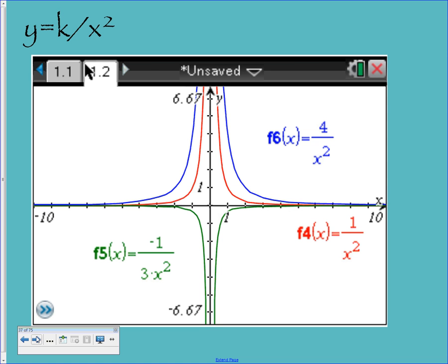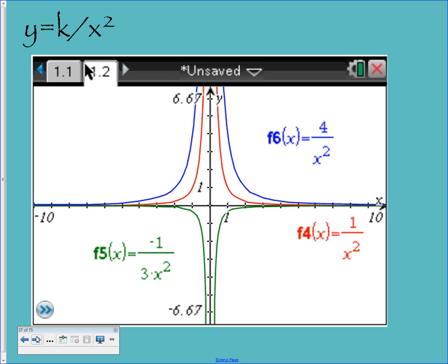So here are the graphs for y equals k over x squared. The red one is your first one, 1 over x squared. The green one is your second one, negative 1 over 3x squared. You're going to notice the negative flips quadrants again, and the 3 on the bottom made it 1/3, which made it a skinnier one, similar to the hyperbola. And then the last one is in blue, 4 over x squared.